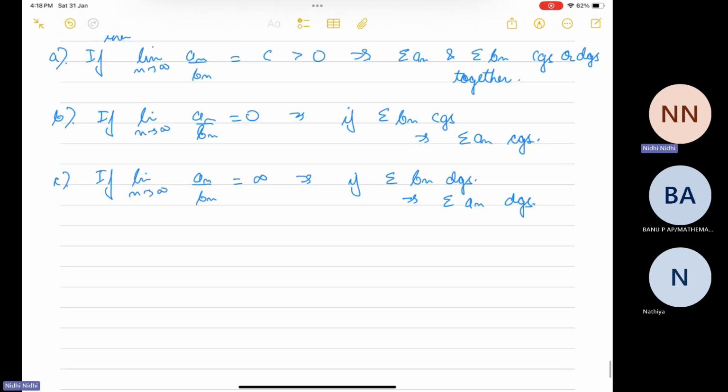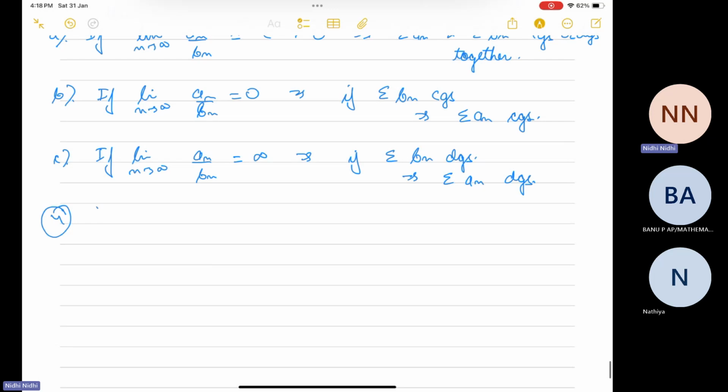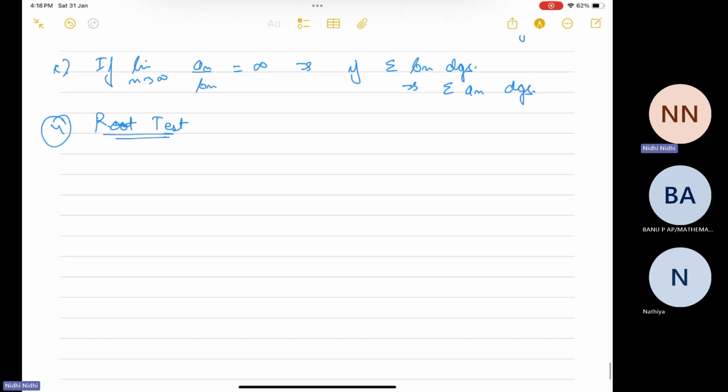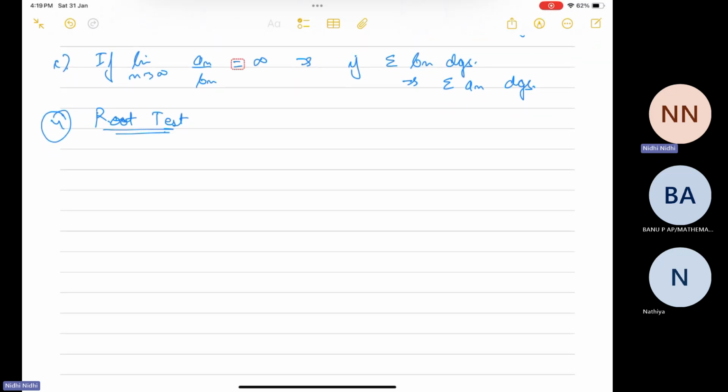Then we have root test. Don't worry, we'll be using these tests. You'll see how these tests are useful. I just wanted to recall everything here so that in further lectures I will not have to write them again and again.